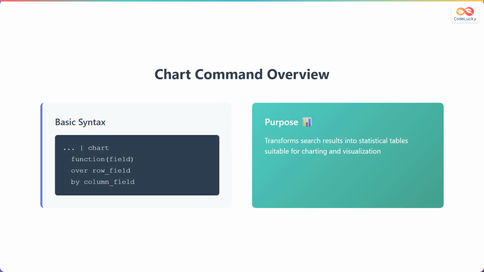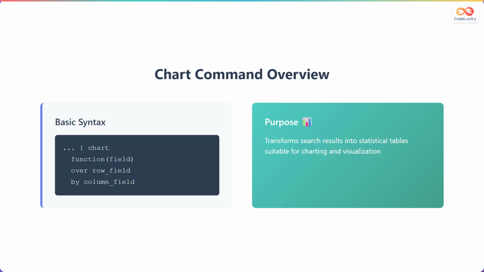The chart command follows a specific syntax structure. You start with your search query, then pipe the results to the chart command. The basic syntax includes a function applied to a field, followed by the over clause to define rows, and optionally the by clause to create columns or series.